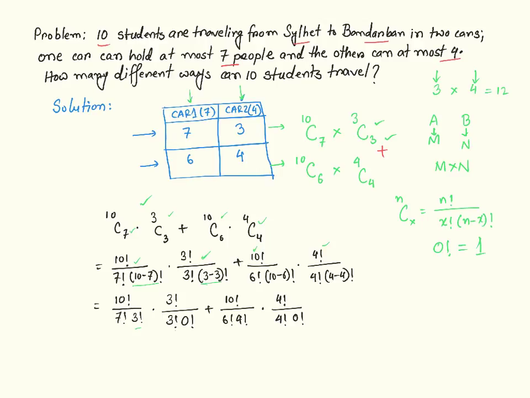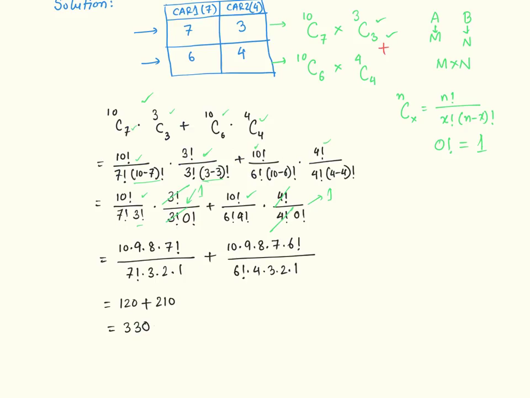And then things become pretty straightforward. 3 factorial cancels out. 0 factorial is 1, so this whole term is going to be just 1. Similarly, 4 factorial cancels out, and 0 factorial is 1, so this thing is going to be just 1. So then it just comes down to this plus this. Let's simplify it further. If I break it down, 10 factorial, I could write it as 10 times 9 times 8 times 7 factorial. Why did I do that? So that I can cancel 7 factorial and 7 factorial.